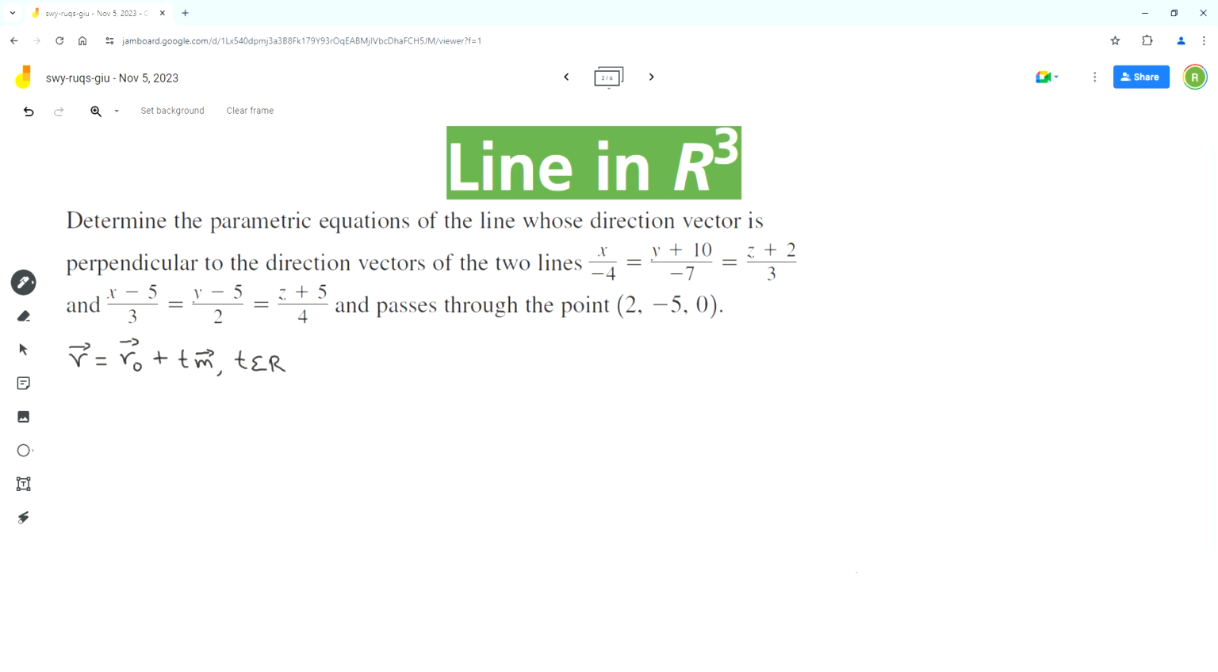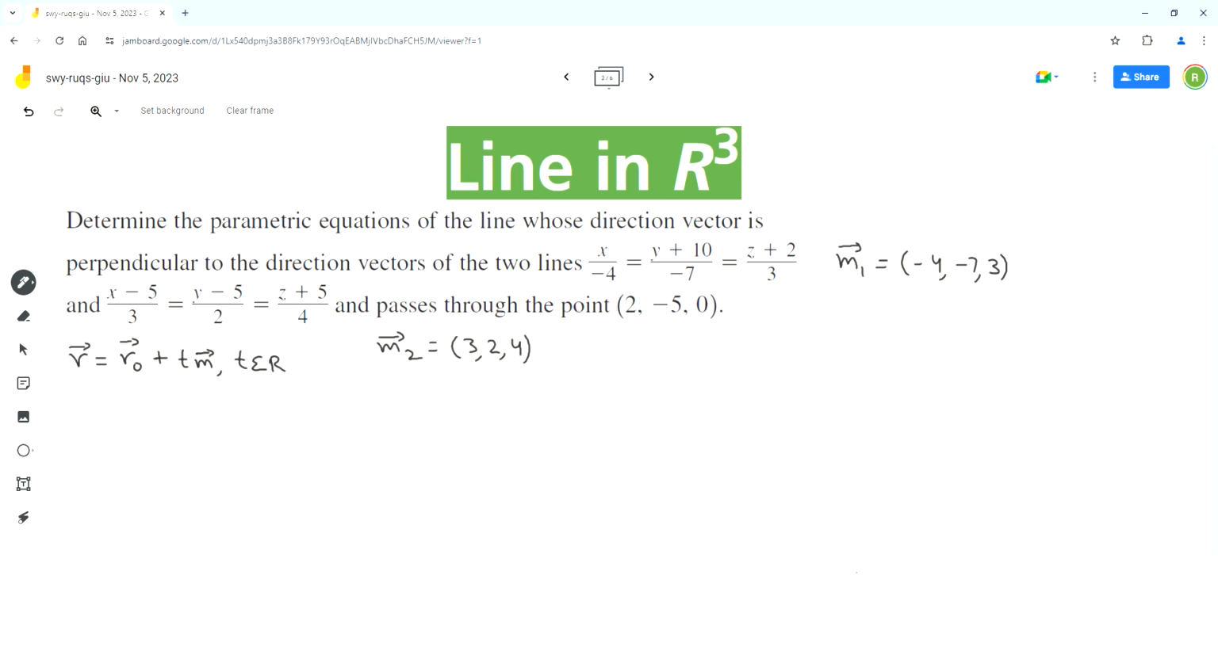So first we'll find the direction vector of the line. This direction vector is perpendicular to the direction vectors of the two given lines. Let's find the direction vectors of those two lines. These two equations are given in symmetric form, so the components of the direction vectors of these lines are in the denominator of the fractions. For the first line, the direction vector is (-4, -7, 3). And for the second line, the direction vector is (3, 2, 4).